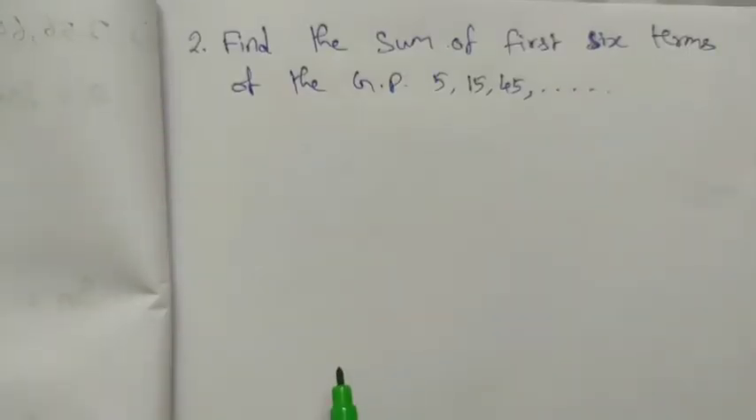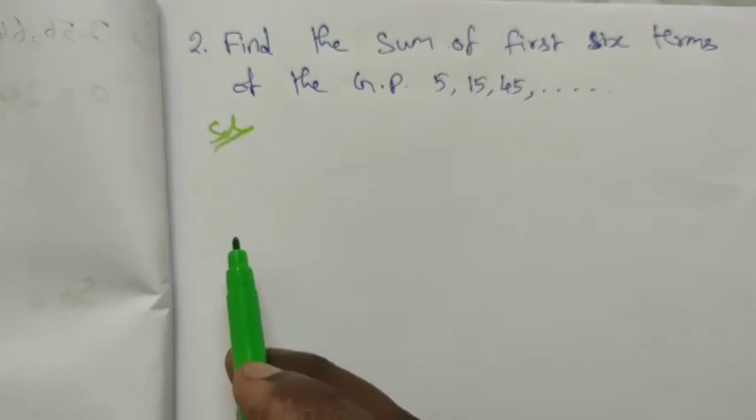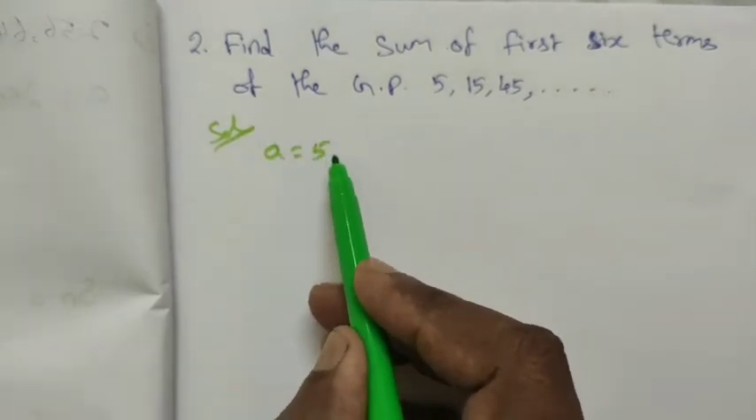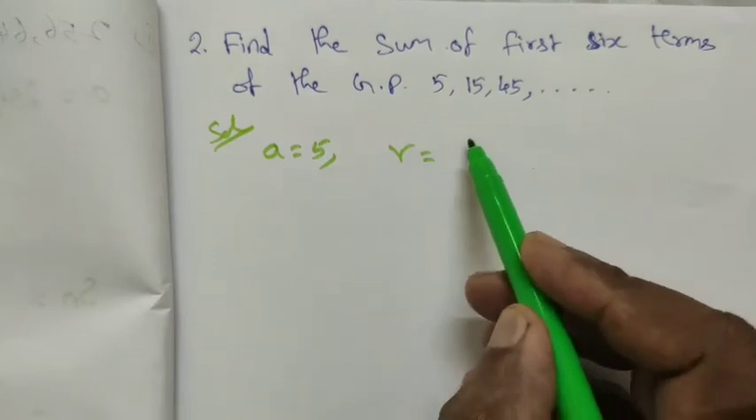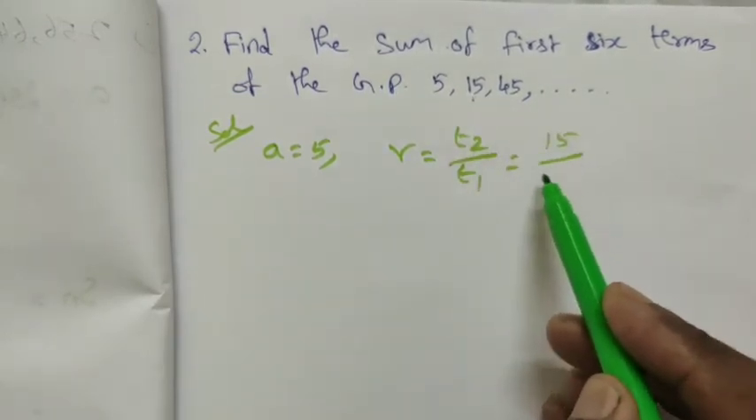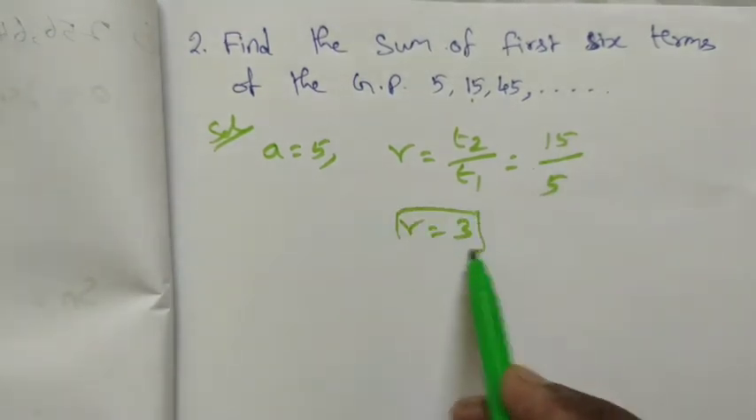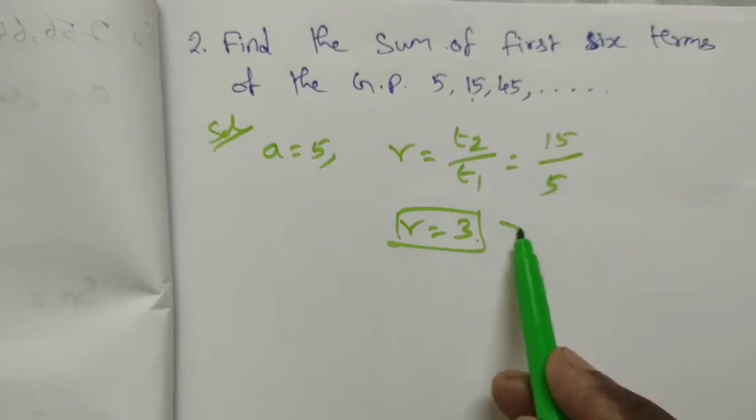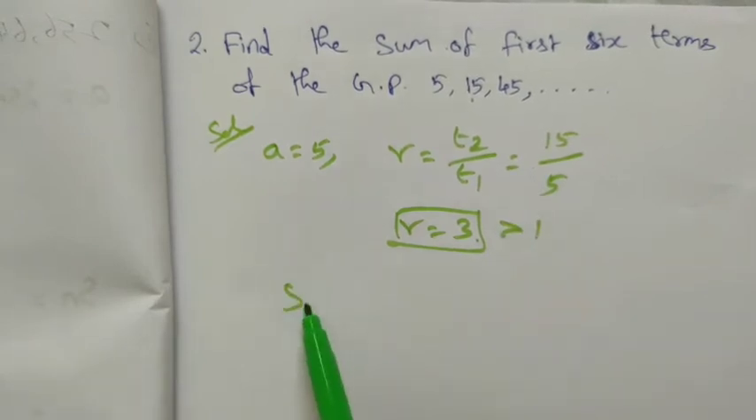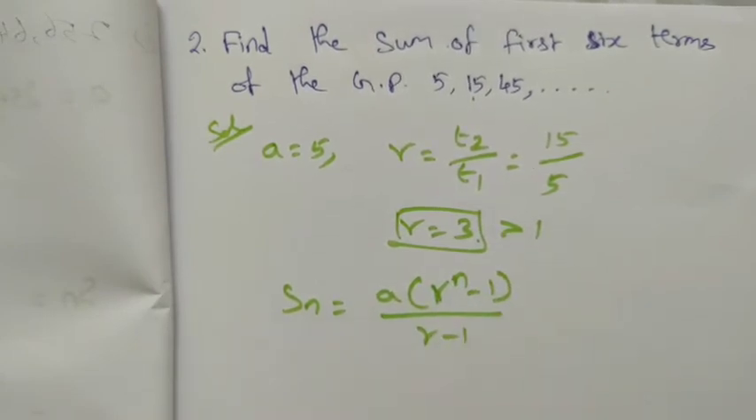Next, question number 2. Find the sum of first 6 terms of the GP. So we want to find S6, the sum of 6 terms of the GP. The first term A is given as 5. Common ratio R is equal to T2 divided by T1, the second term 15 divided by the first term 5. When I divide, we get R is equal to 3. R is 3, which is greater than 1. So Sn is A into R power n minus 1 divided by R minus 1 is the formula.